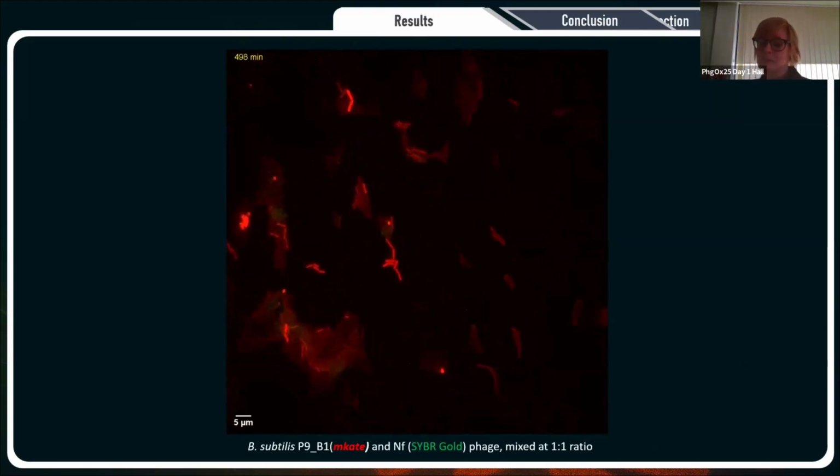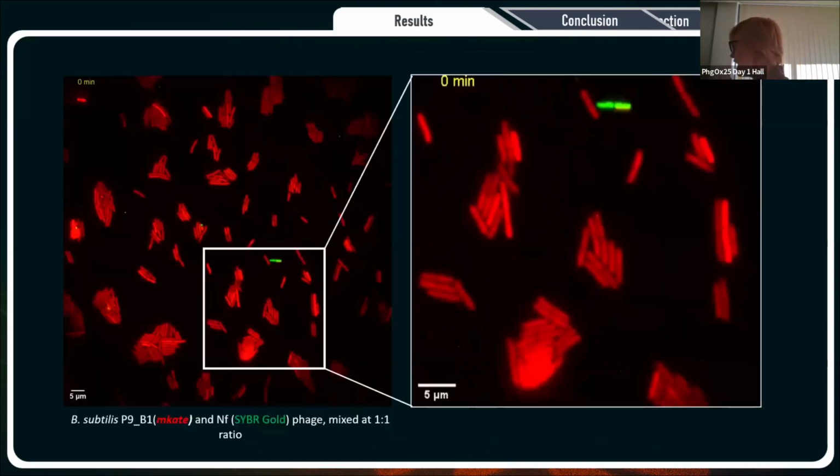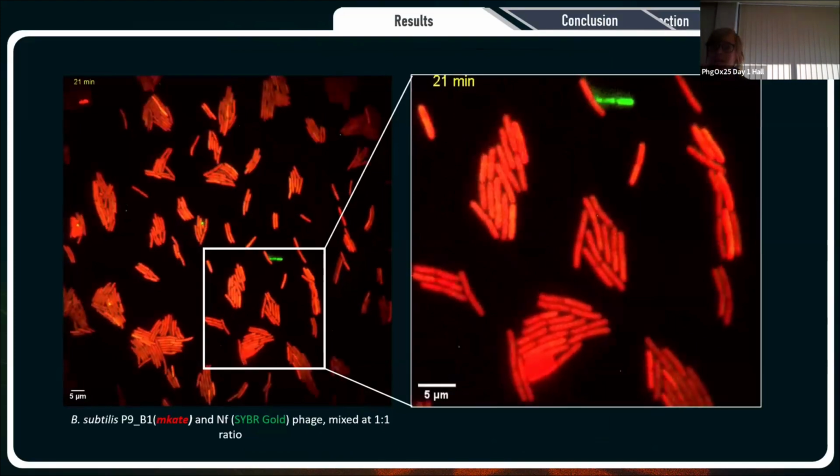So this was with Bacillus and phage added at a 1-to-1 ratio. There's a lot happening. To better analyze what's specifically happening in this time-lapse position, because we can look at multiple positions, I'm going to direct you to this specific square. I'll just play it again once.